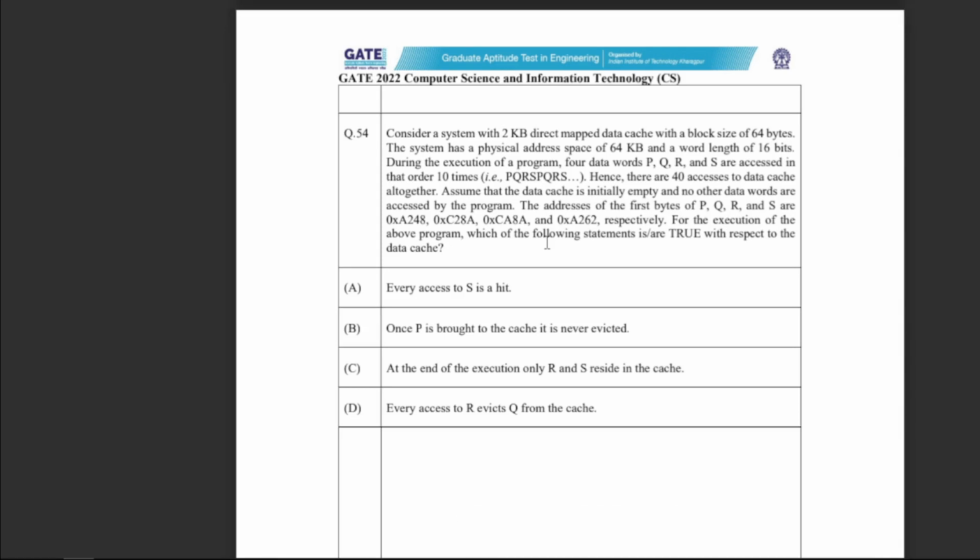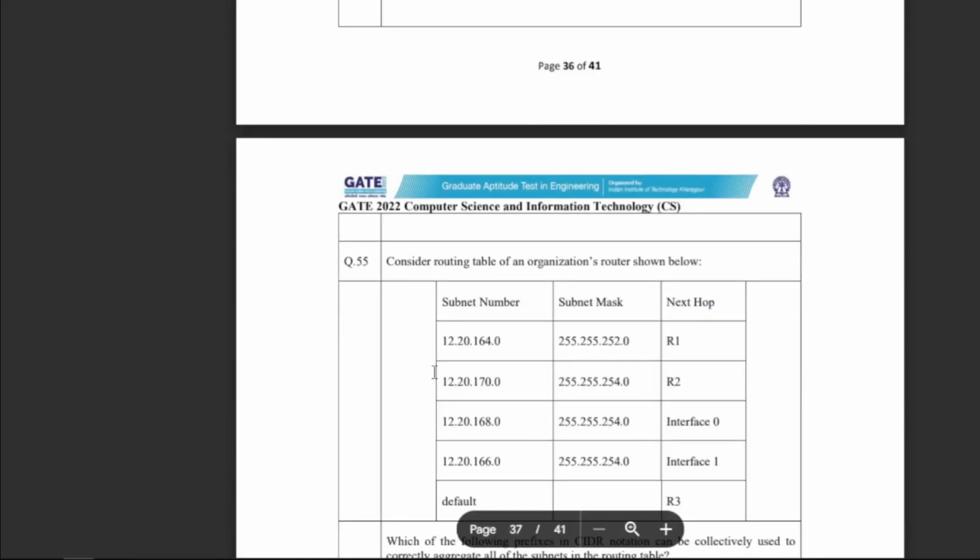For the execution of the above program, which of the following statements are true with respect to data cache? So for 54, the answer is again A, B and D. A, every access to S is a hit. B, once P is brought to the cache, it is never evicted. And D, that is 54, every access to R evicts Q from the cache.